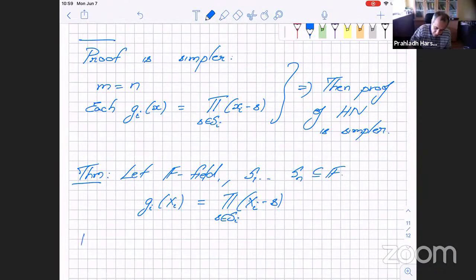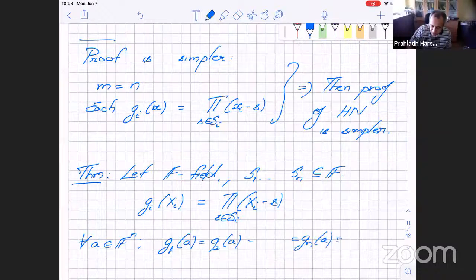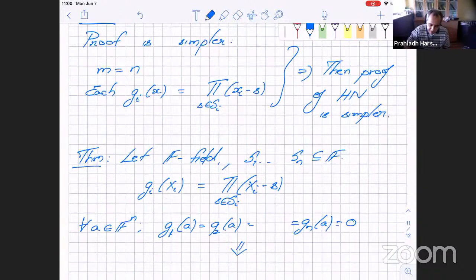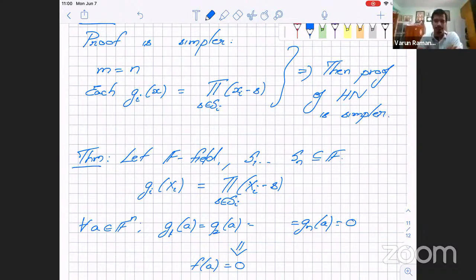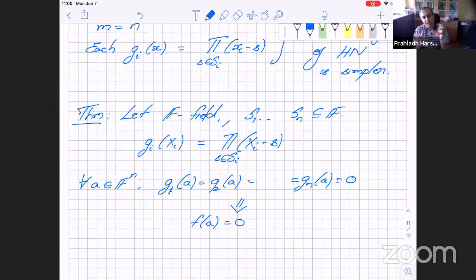I'm stating that for all a in F to the n, if g1 of a equals g2 of a equals gn of a equals 0. What does this say? This just says a is a point in the grid. That's all. Suppose we had that. This implies that f of a is 0. This is just a very fancy way of stating that f is 0 on the grid. I'm writing it like this because it now looks like the hypothesis is similar to the hypothesis of Hilbert's Null-Ansatz.